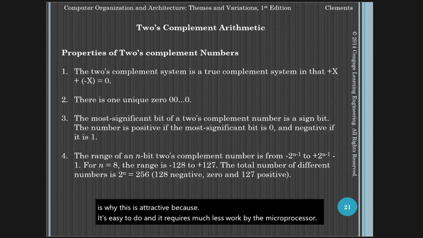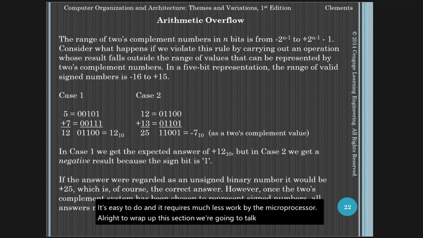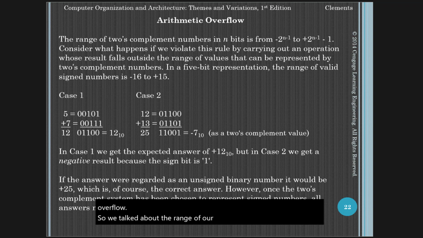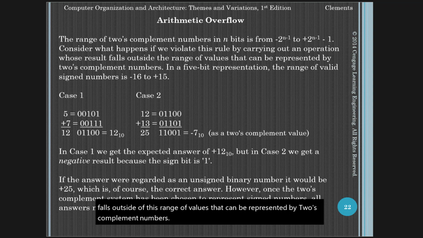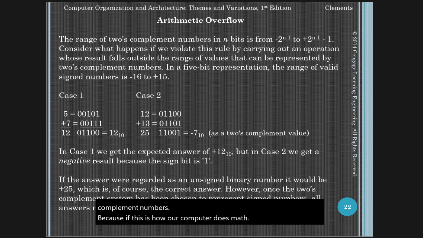All right, to wrap up this section, we're going to talk about arithmetic overflow. So we talked about the range of our 2's complement numbers, and then we can start to think about what happens when we violate this rule by carrying out an operation whose result falls outside of the range of values that can be represented by 2's complement numbers. Because if this is how our computer does math, if we step out of those bounds, what's the computer going to do? So in this example, our 5-bit representation, the range of valid signed numbers is -16 to +15.